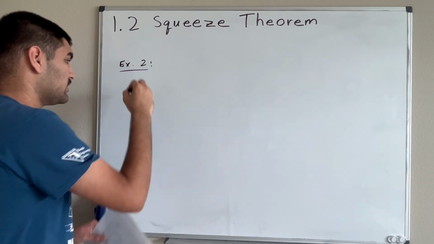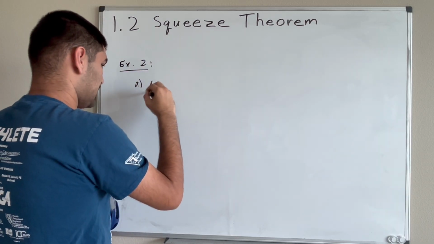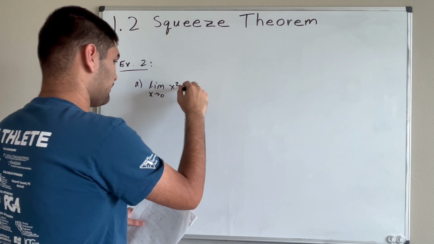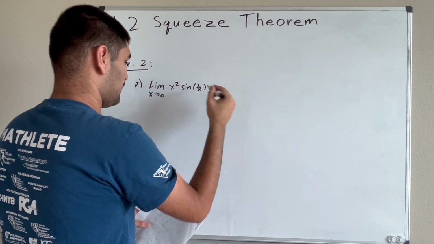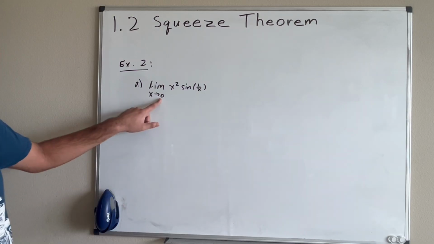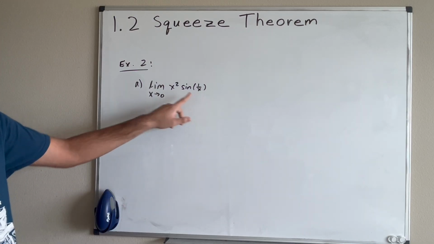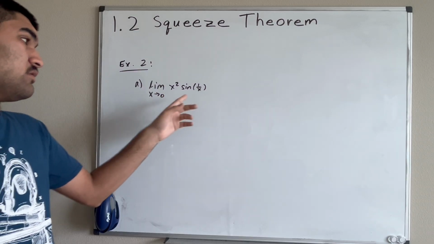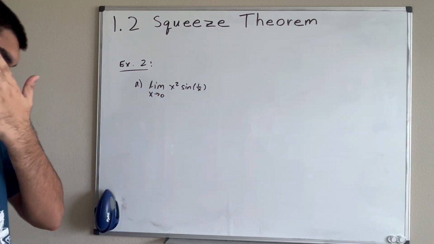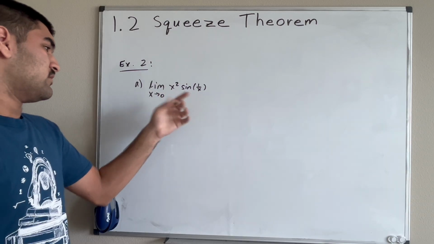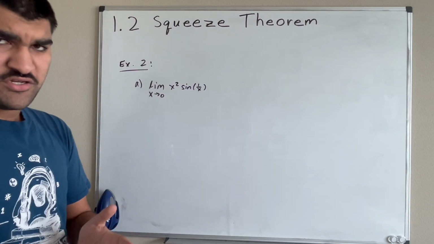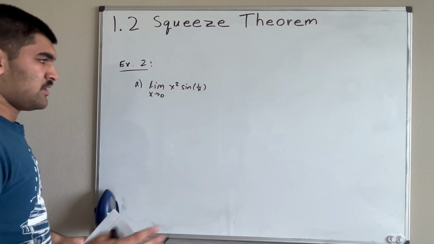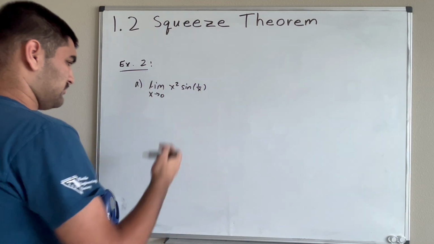Alright, so consider the limit as x approaches 0 of x squared times sine of 1 over x, right? So notice that if we just substitute in 0 for x, we have 0 times sine of 1 over 0. So 1 over 0 is undefined, right? It's not properly defined, so therefore we can't substitute in 0, so we have to use a different method. So let's try applying the squeeze theorem, right? Let's see if we can find some bound on this function.